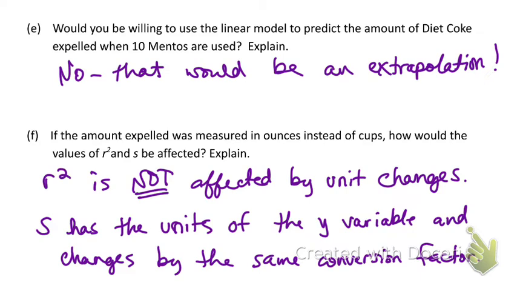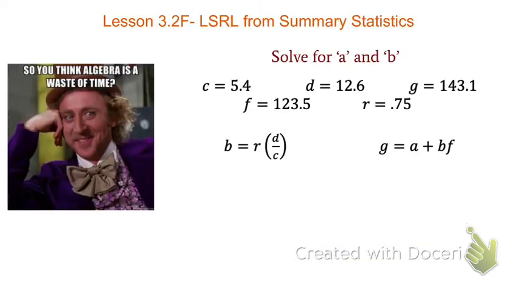Are you ready? Let's do it. Here's an algebra warm-up for you. I have given you 5 variables that have been defined with numbers. I've given you 2 equations. The equation on the left is B equals R times D over C. The equation on the right is G equals A plus BF. I have given you C, D, G, F, and R, and I want you to solve for A and B. Are you ready? Go.